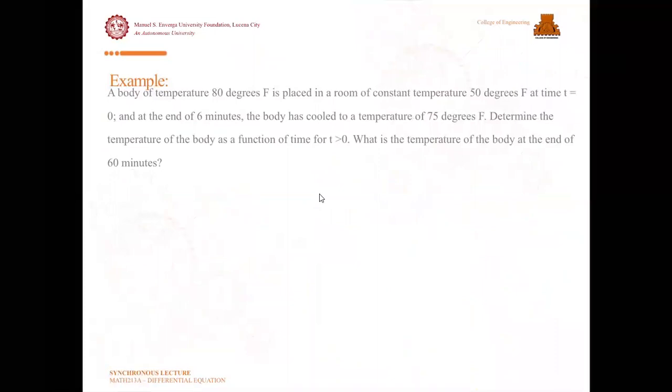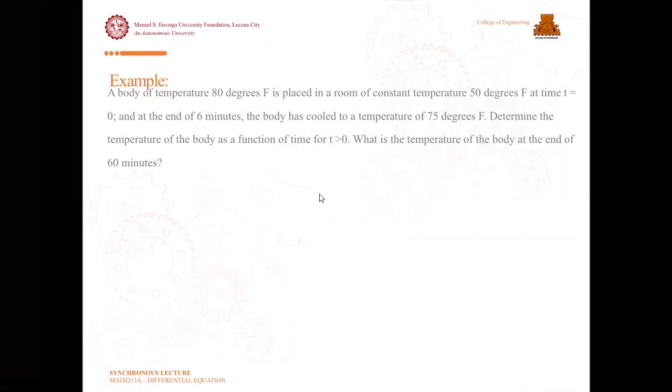So a body of temperature 80 degrees Fahrenheit is placed in a room of constant temperature 50 degrees Fahrenheit at time t is equals to 0. And at the end of 6 minutes, the body has cooled to a temperature of 75 degrees Fahrenheit. Determine the temperature of the body as a function of time for t greater than 0. Then what is the temperature of the body at the end of 60 minutes?